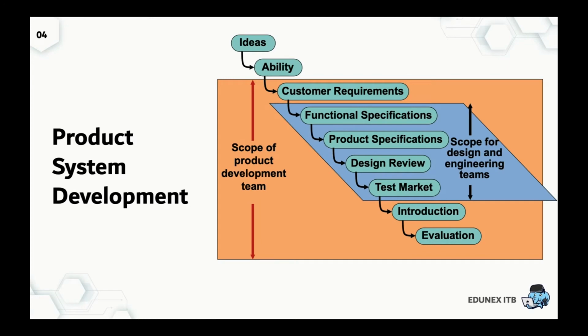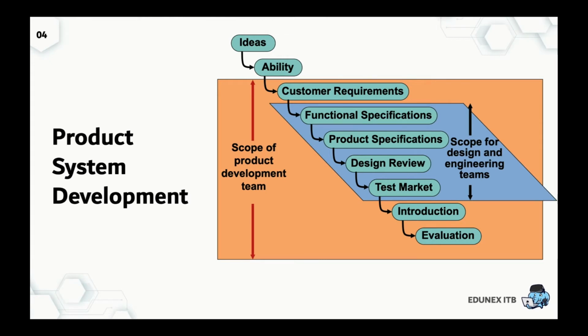In product system development, we start from the ideation and then check what our technical ability and functional ability are to make this product, and then we enter what we call the customer requirement, and then defining functional specification, followed by product specification, design review, testing, introducing to market, and evaluate.